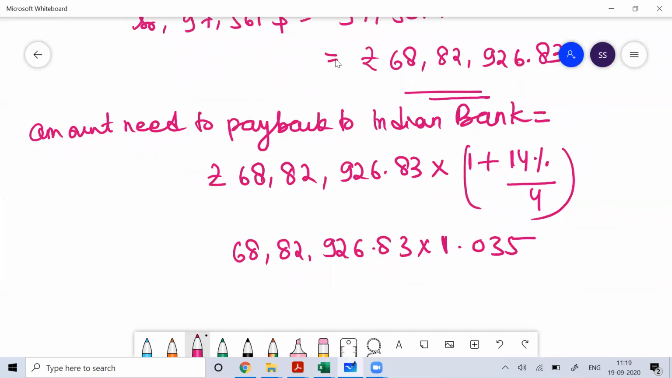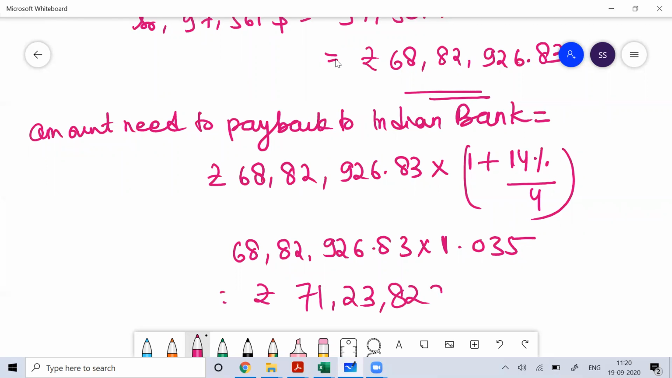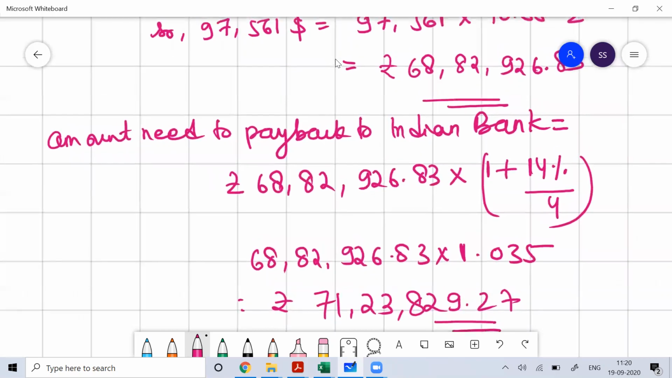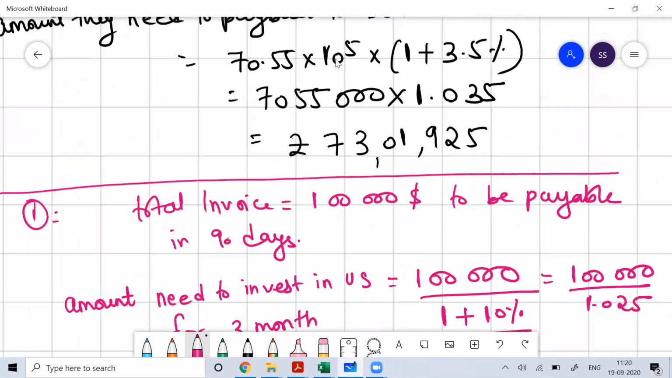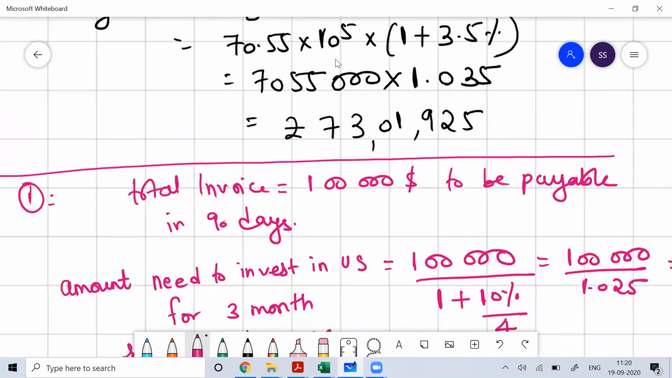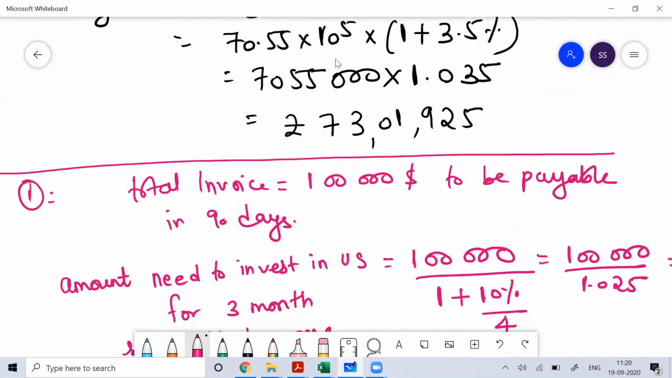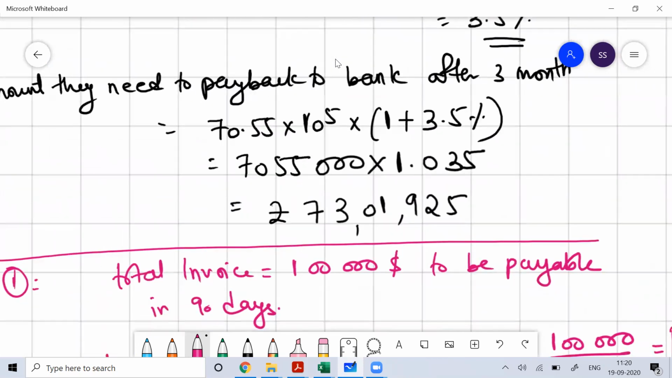71 lakh 23,829.27. So this much they need to borrow. Sorry, this much they need to pay. This much would be the commitment, 71 lakh 23,829. Okay, and here that is 73 lakh 1,925. 73 lakh 1,000 is lesser than this. You can do this now.